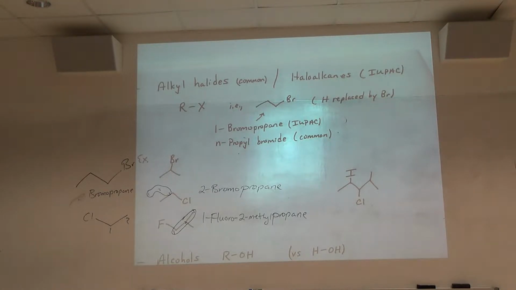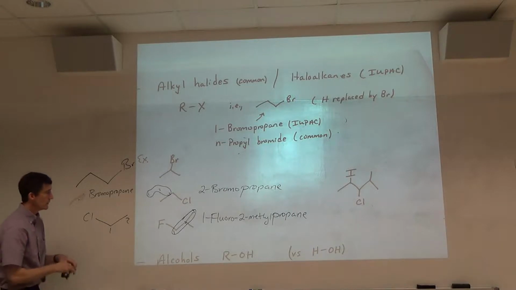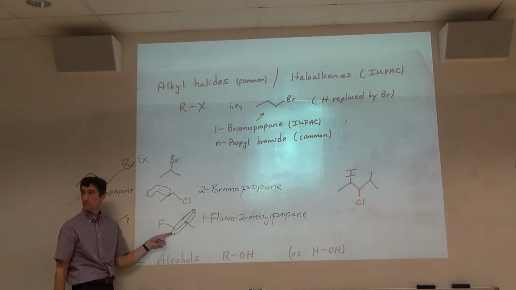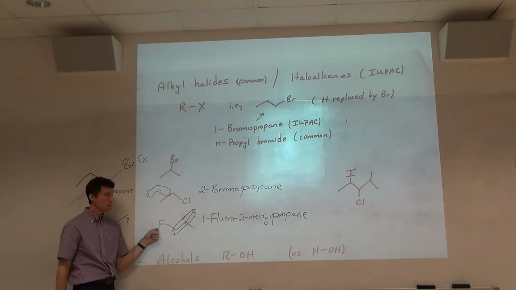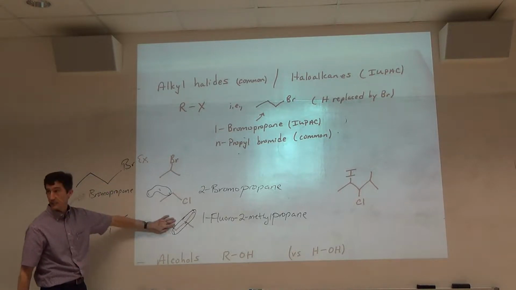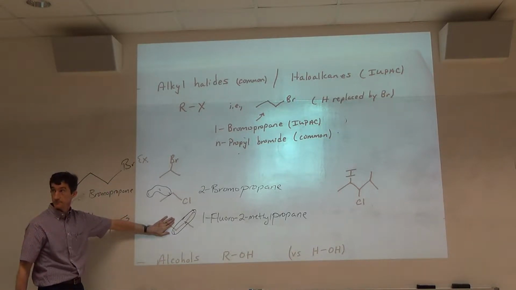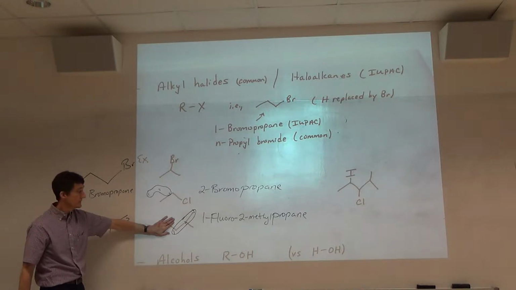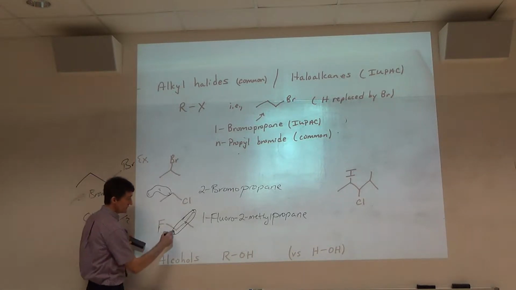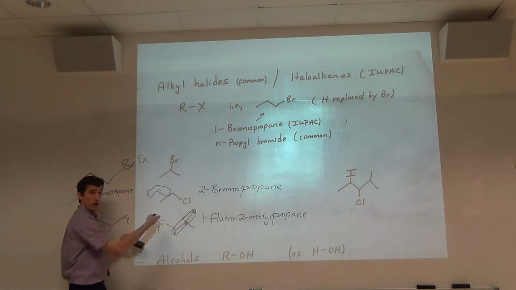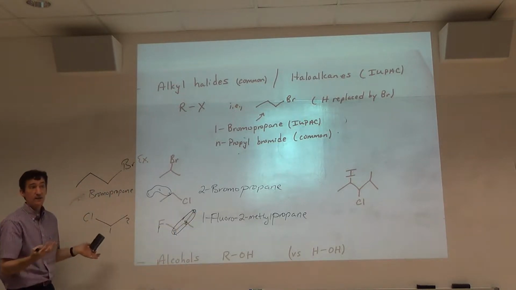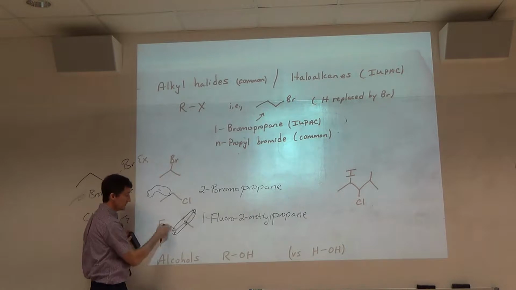We do what now? You don't start the one at the F. We started the one at the end. We're numbering the carbon chain. Fluorine is not part of the propane. That's a substituent that happens just to be on the one carbon. If this was 1, that would be 2, 3, and 4, and you'd have a 4 carbon chain. Well, it's not a butane, and that's not a carbon. That's a substituent on the one position.